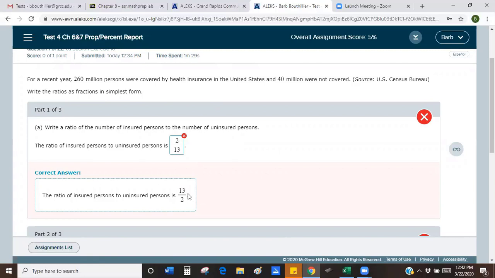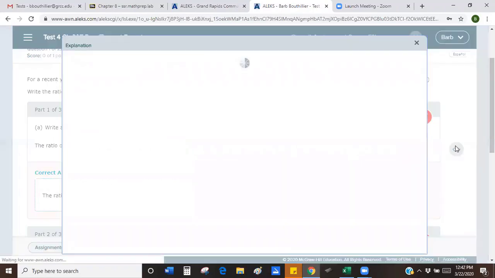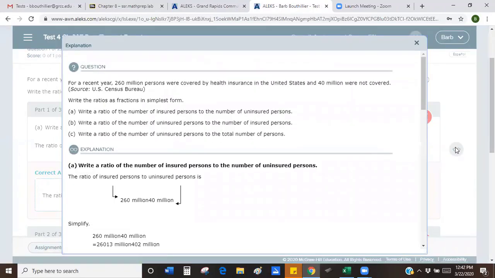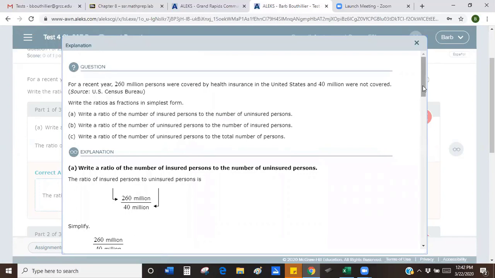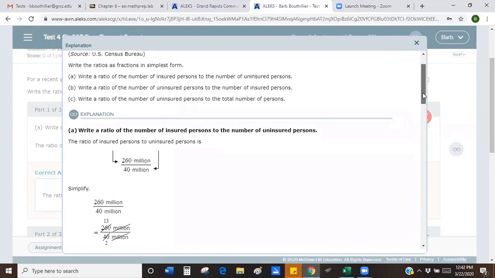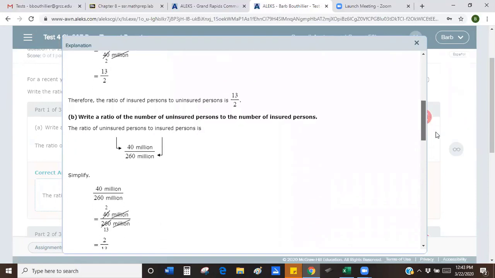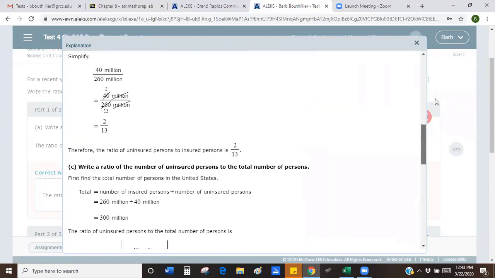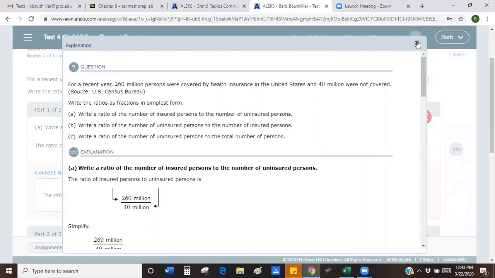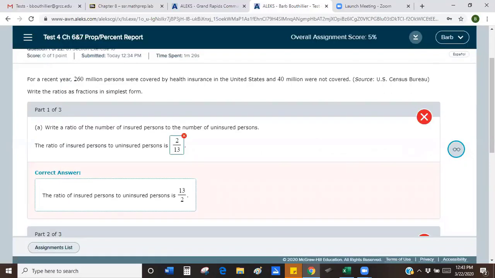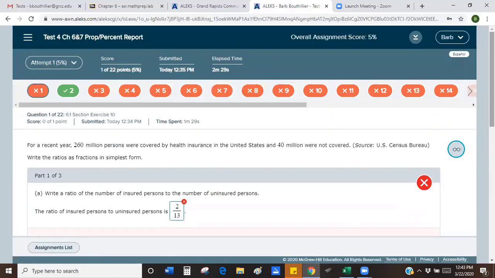So I can use this to go back, and I don't know what this is. Explanation. Always click on things if you don't know what they are. So if I want an explanation of how to actually do that problem, it takes me through step by step for each problem. So if you have taken a test in ALEKS and need to restudy, this is a great way to go about it. You go through and do each one.